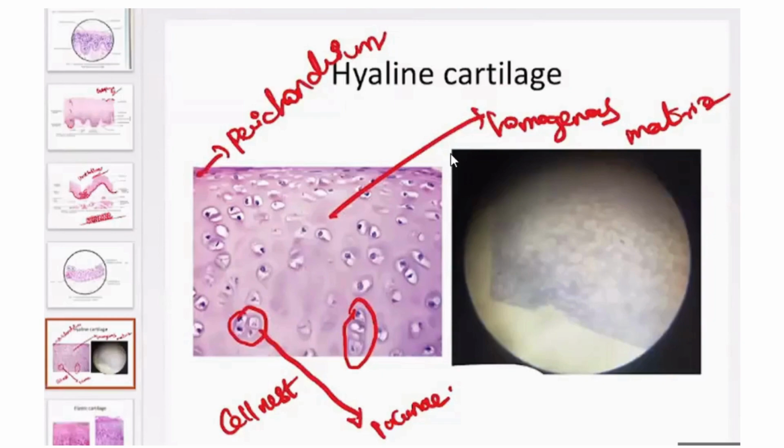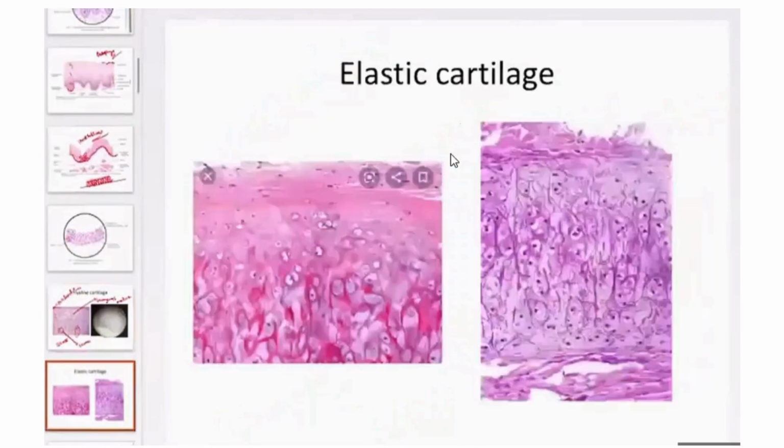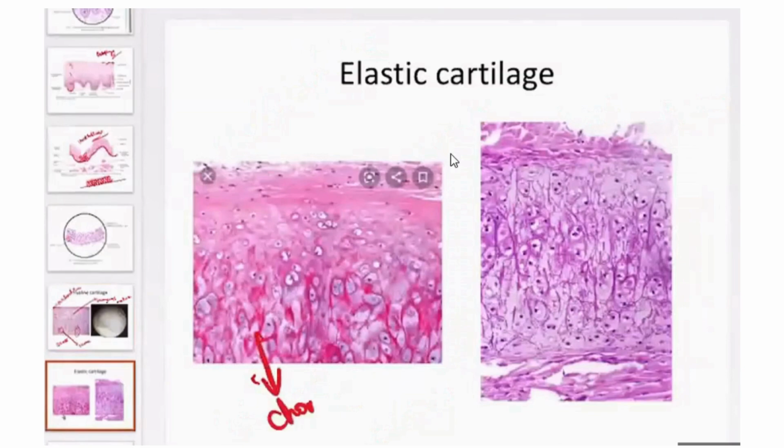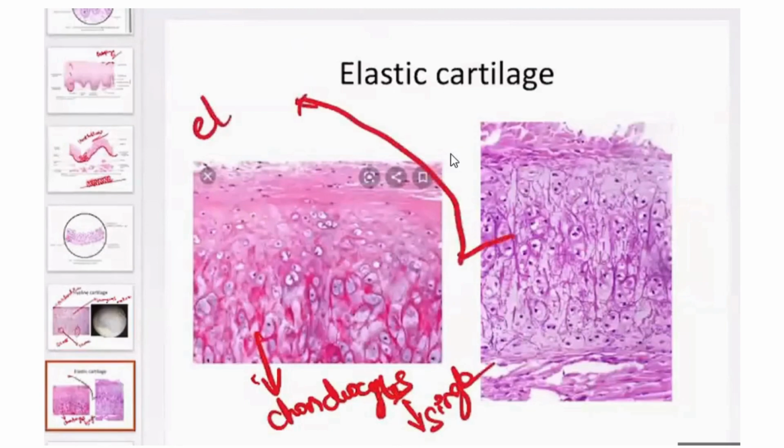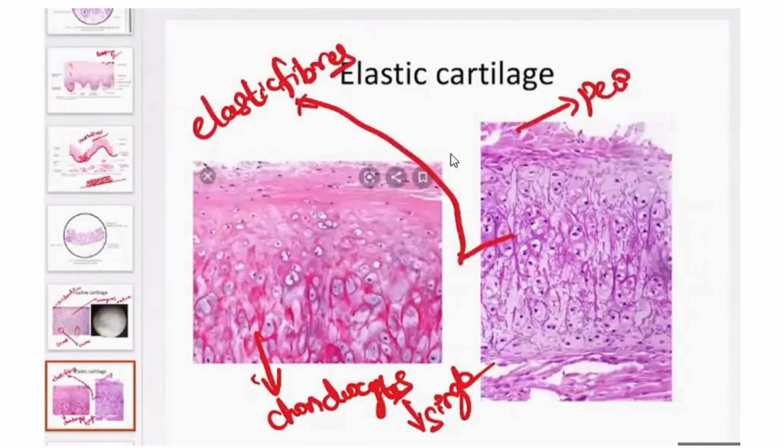What is the outer covering of bone? Periosteum. So the location of hyaline cartilage is on the ends of ball and socket joints. Now here, these are all chondrocytes, which are single, and these fibers are elastic fibers on the homogeneous matrix, and this is the perichondrium.